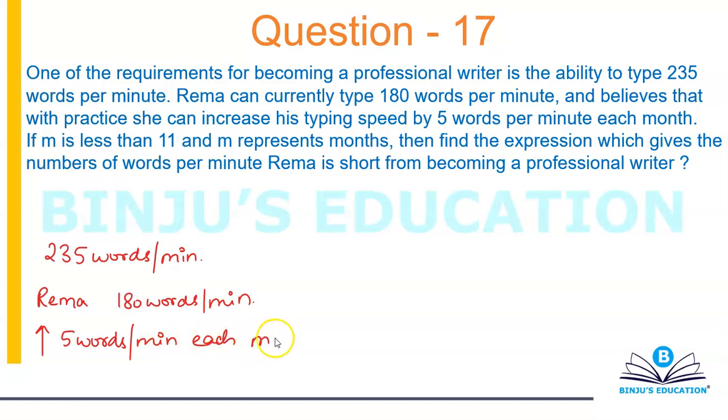That is, if she practices her typing, then after 1 month she'll be able to type 185 words in 1 minute. This is basically what it means. If m is less than 11 and m represents months, then find the expression which gives the number of words per minute Rima is short of becoming a professional writer. So m represents the number of months, and we need to give the expression which tells us how much short Rima is from becoming a professional writer.